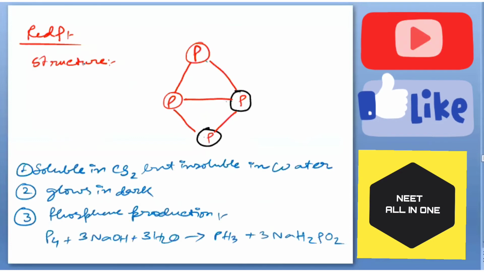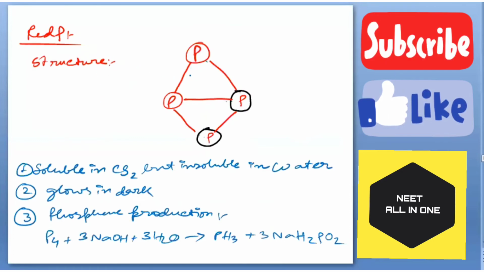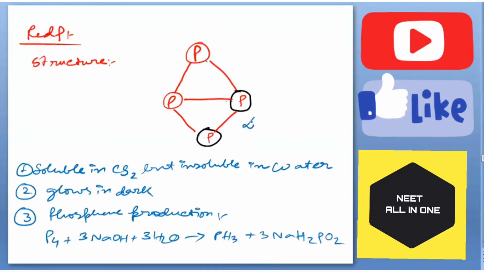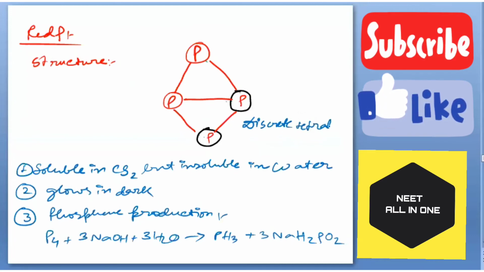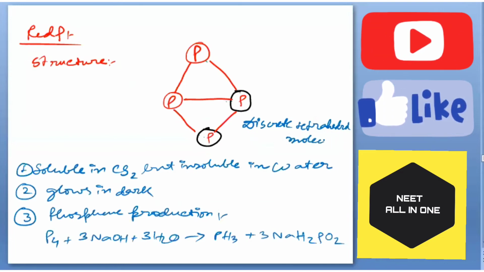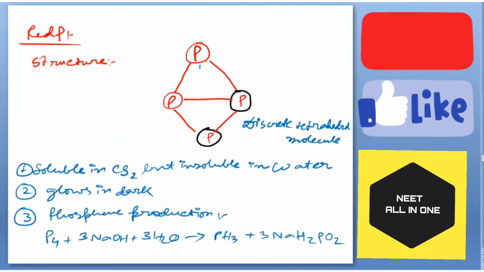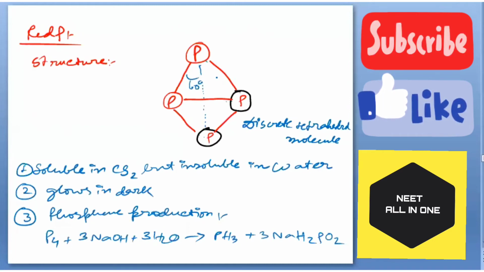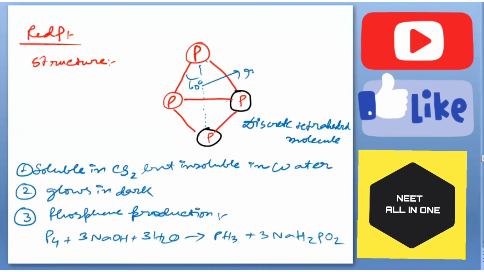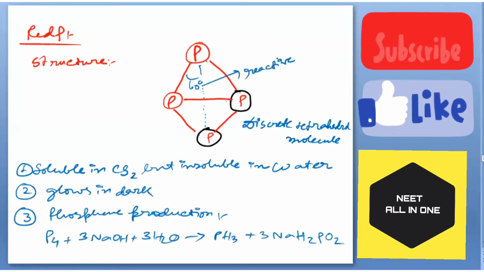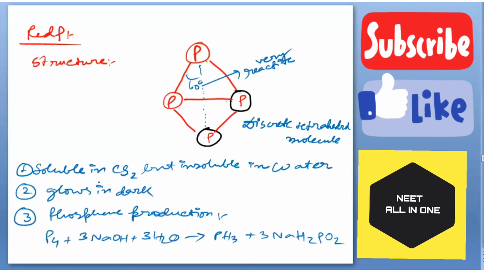Now let us see white phosphorus. It is a discrete tetrahedral molecule, and it is very reactive. Now why is it reactive? We can see if we draw an imaginary line here, that it forms a 60-degree bond angle here, so that's why it is very reactive.